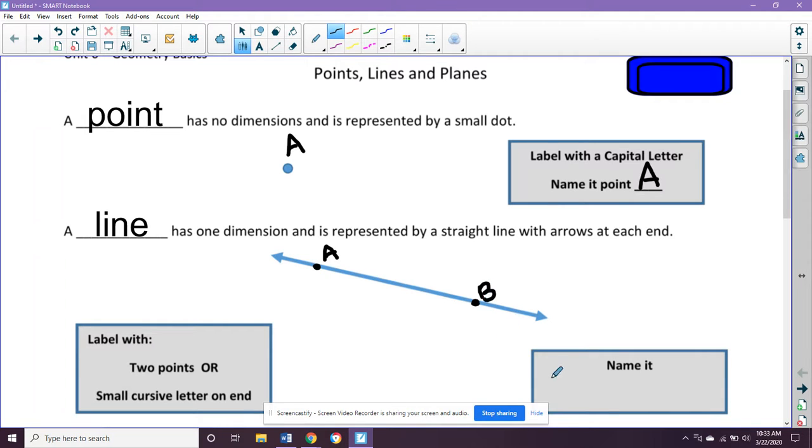So here we can name this line A, B, but we can't just leave it as AB. We have to say it's a line. So we draw a line above and then put arrows on the ends to represent the line AB. We can also represent it by a small cursive letter at the edge of the line. So this is a cursive L, so we can say this is line L.